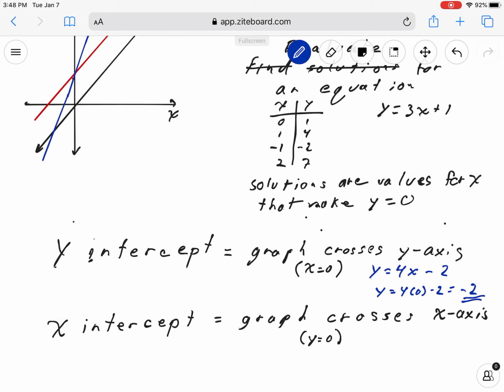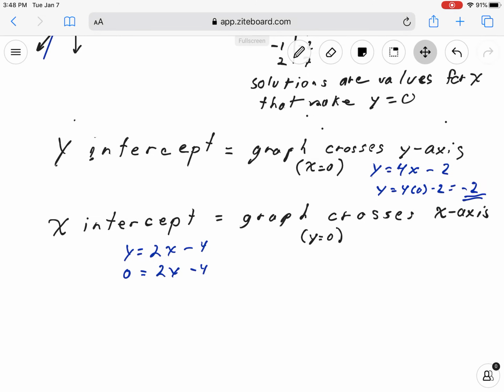Okay, if I have an equation that says that y equals 2x minus 4, so now I put in a 0 for the y. So I say 0 equals 2x minus 4. And I want to go ahead and solve that for x now. So that means that I have 4 equals 2x, or that x is 2. Okay? So that's my x-intercept. Y-intercept up here, x-intercept down here.